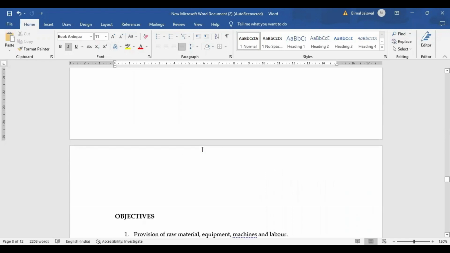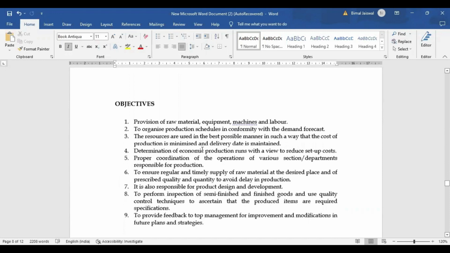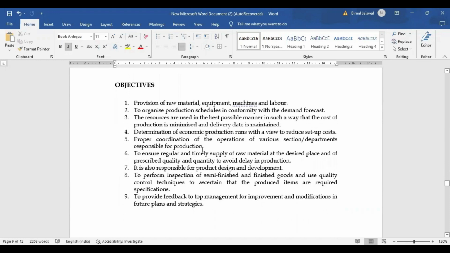Now, a clear concept of this can be discussed with the help of objectives. When we apply production control, what are the various objectives in front of the manager? Manager means the production manager, the operation manager.